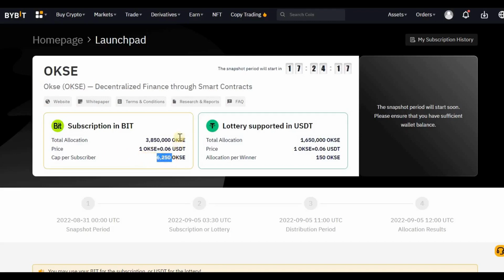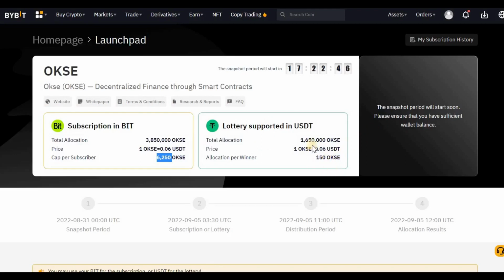And based on the amount you committed in this pool, your total allocation is going to be derived by using that simple formula. And you are going to be buying OKSE at a price of 0.06 USDT. So this right here is when you subscribe in BIT tokens. But when you choose to join using USDT in the lottery section, you can see right here that the total allocation is about 1.6 million OKSE at a price of 0.06 USDT, and the maximum amount of token that a user can get in this lottery option is about 150 OKSE.